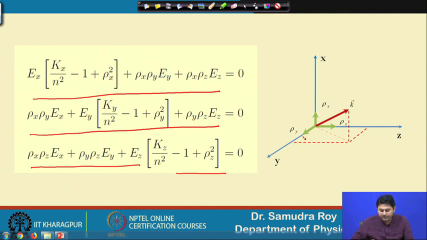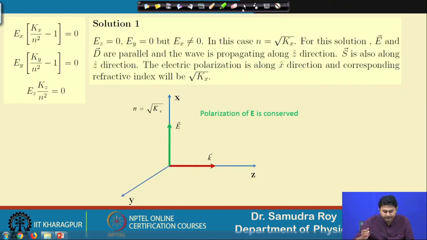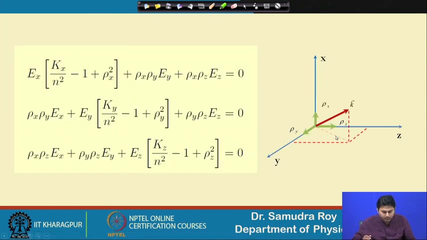So, if these three equations are in your hand, now if I launch the k in a specific direction, I should have the value of rho x, rho y and all these things. Then we have the knowledge of how E x will be there. Okay. So, this is my equation.